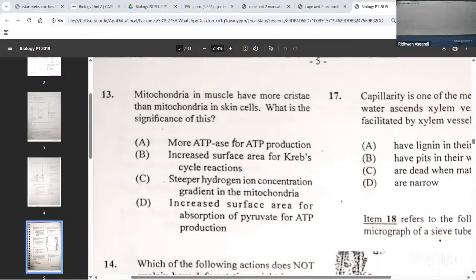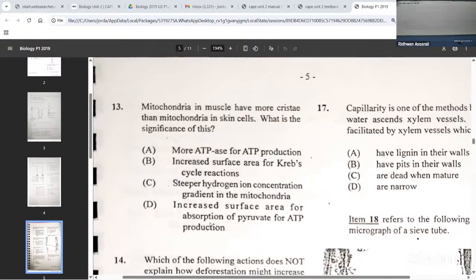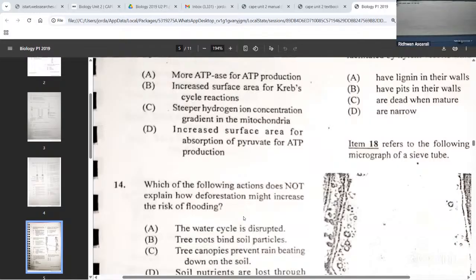Now, if you have more cristae, that means you have more folds. If you have more folds, then you have more surface area for ATP production. So more cristae means more ATP production. Increased surface area for absorption is also an option, but I think the more correct one is E. Because even if you have a small surface area, ATP production could still occur. If you have very little of it, ATP production will struggle. So the more correct answer is E. That's another thing with these multiple choice questions: two answers could be correct, but you have a more correct one.